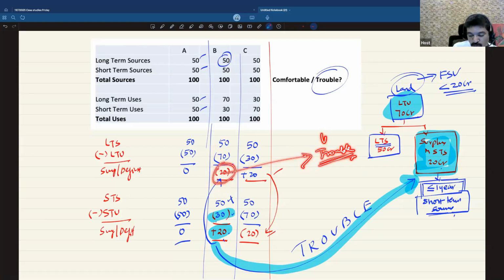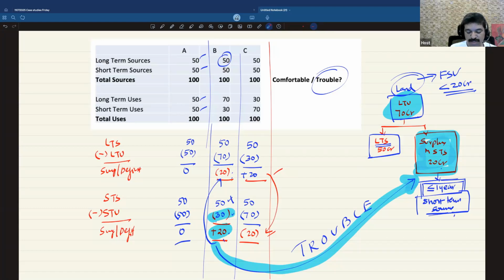Why? Because who funded this deficit? In the long term, you are not supposed to have a deficit. Good companies, professionally managed companies will have only surplus. If there is a deficit on the long-term front, then it means either the business is making a loss, or the business doesn't have the financial discipline of ensuring long-term funds are used only for long-term purposes and short-term funds only for short-term purposes. Here, they have made an investment in long-term uses, not using a long-term source but a short-term source, which is sheer financial indiscipline.